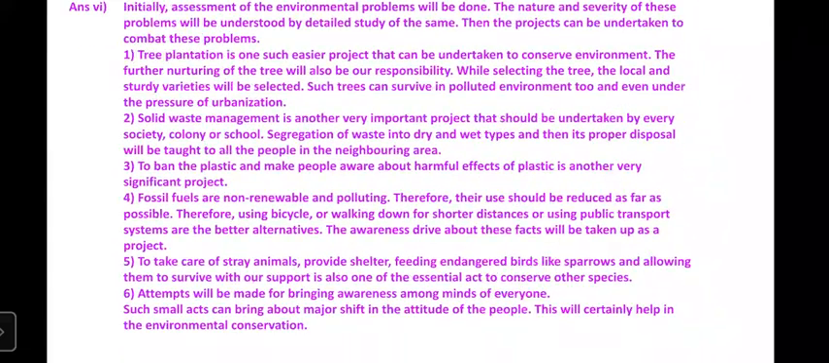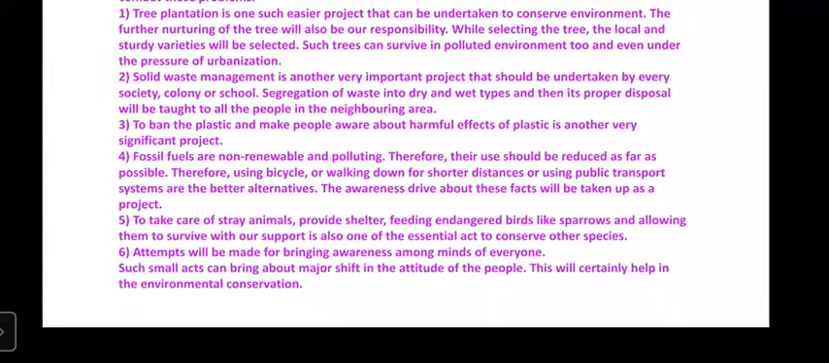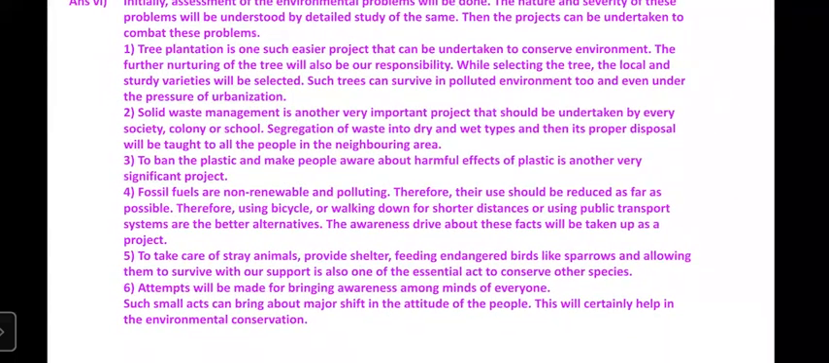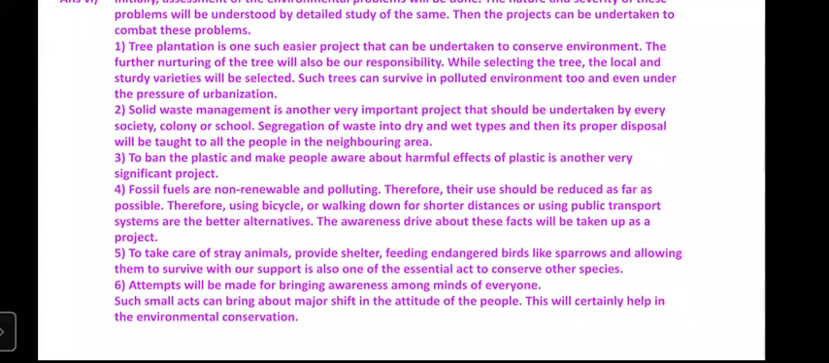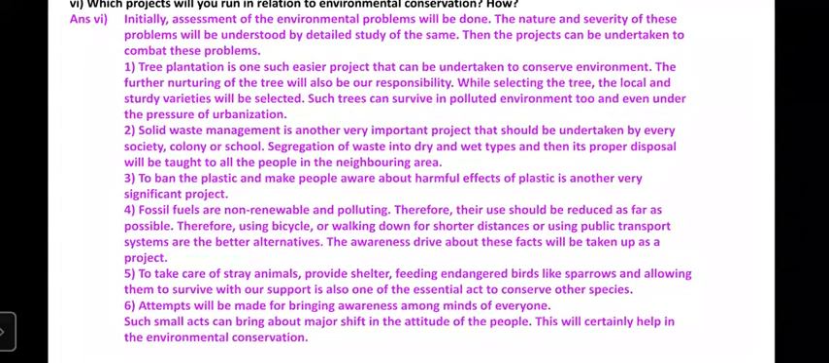Fifth point, to take care of stray animals. In our environment many animals are stray, like dogs. You can see the dogs, cats, cows roaming here and there. So such stray animals we have to take care of. We have to provide shelter and feeding.